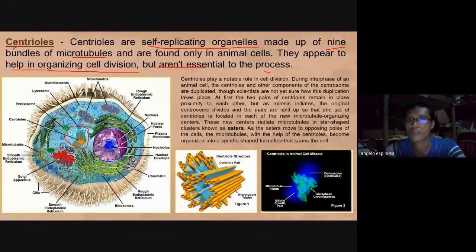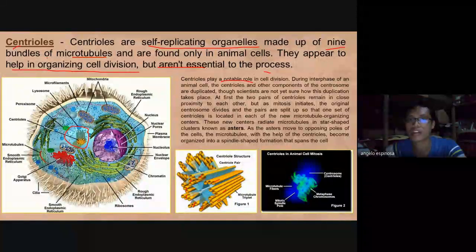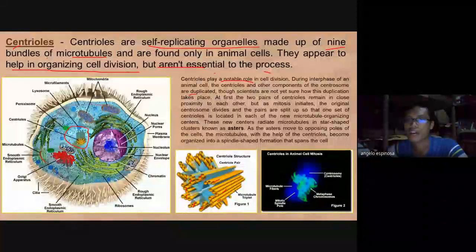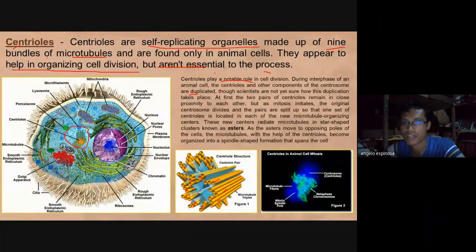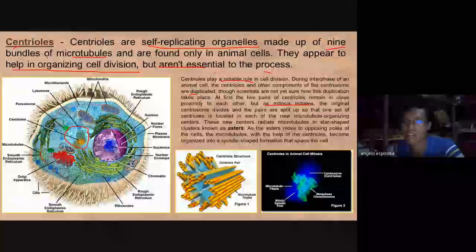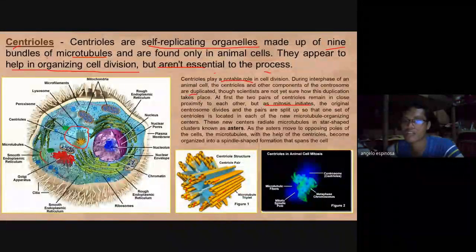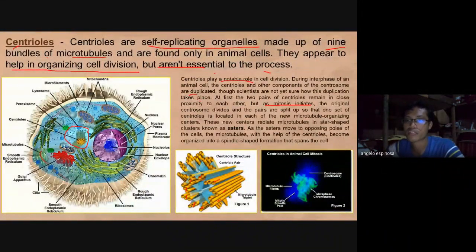Centrioles play a notable role, but they are not essential in cell division. During interphase of an animal cell, the centrioles and other components of the centrosome are duplicated, though scientists are not yet sure how this duplication takes place. At first, the two pairs of centrioles remain in close proximity to each other, but as mitosis initiates, the original centrosome divides and the pairs are split, so that one set of centrioles is located in each of the new microtubule organizing centers.